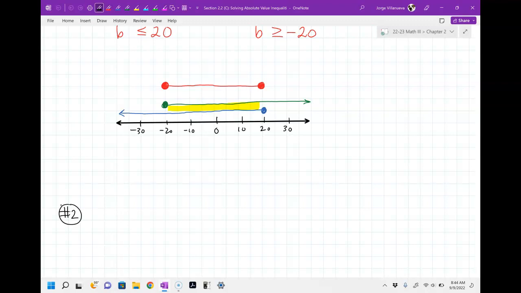So, all right, let me give you another one here. Absolute value of x plus 10 is greater than or equal to 0.